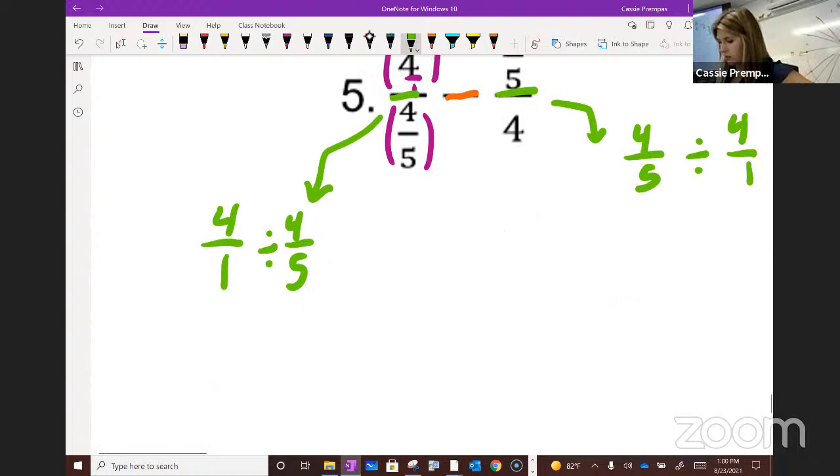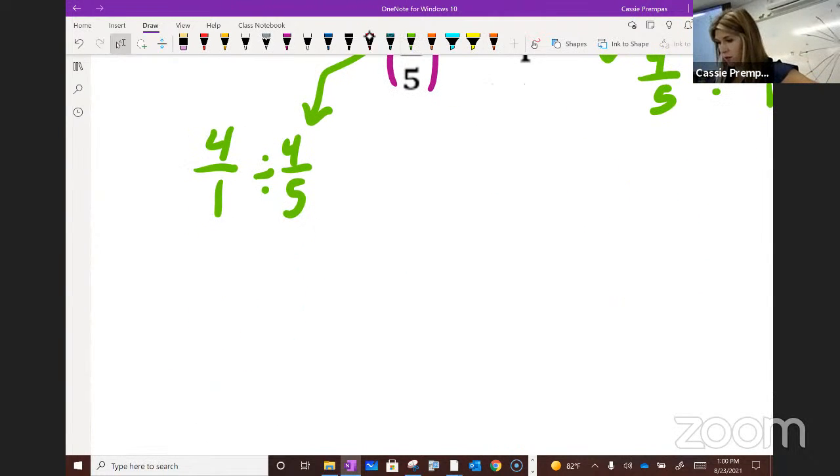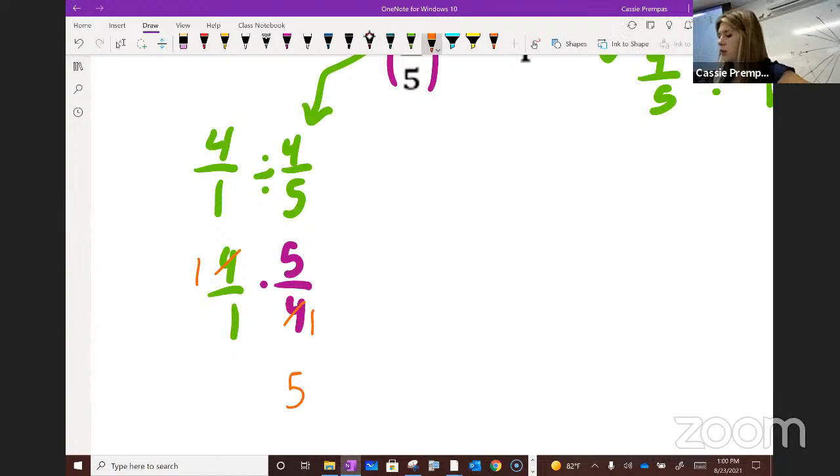So 4 over 1 divided by 4/5, we just did this one. We know to multiply by the reciprocal, change that to a 5 over 4. So I have 4 over 1 times 5/4. Same thing, 4 goes into itself 1 time. So this simplifies to 5. I can bring that down and say that simplifies to 5.